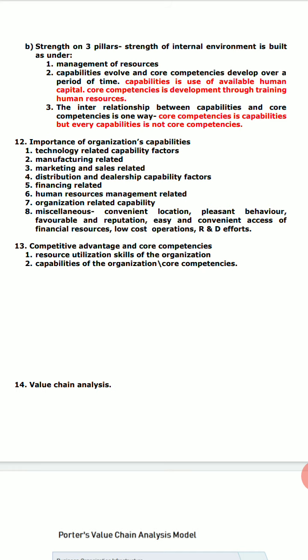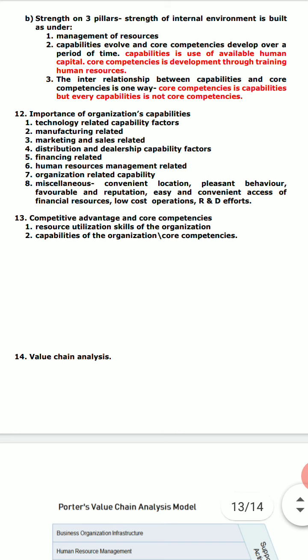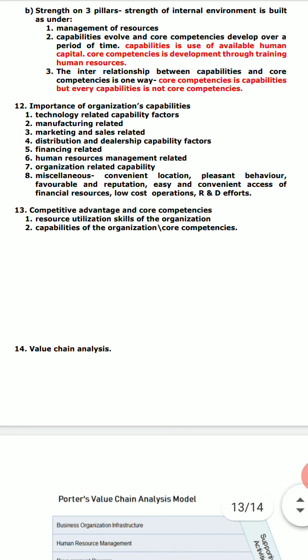The third one comes up as the inner relationship between the capabilities and core competencies. That means there is a connection between the capabilities and competency. Here we must understand that capability and competency is not one thing, okay? What we need to understand is that every core competency is a capability. When you are bringing it out from the people, it can be a capability, but every capability, right, cannot be a core competency. So it needs a proper explanation.